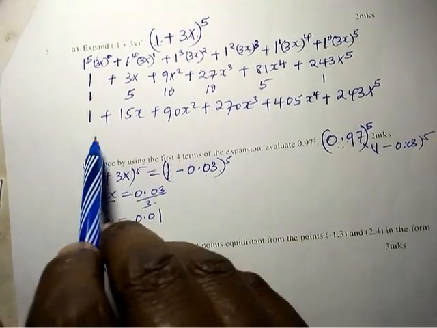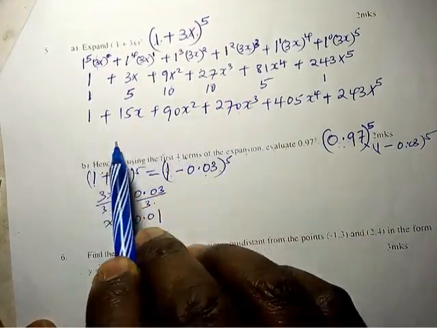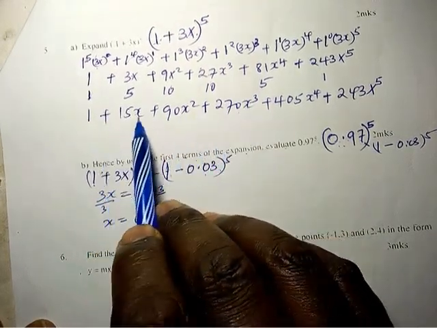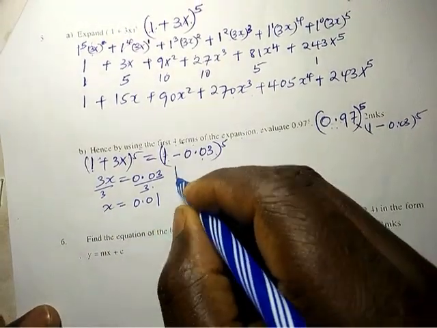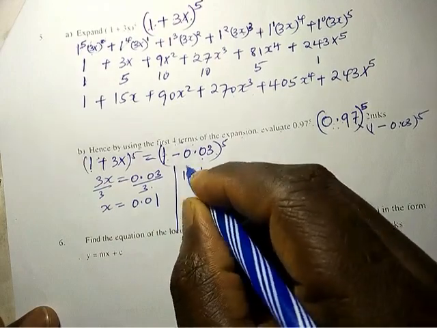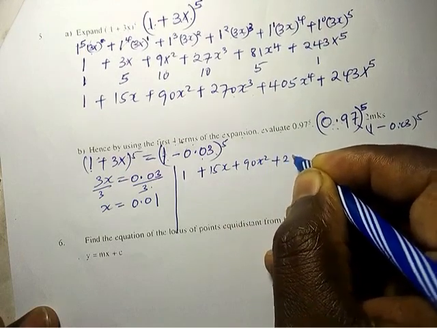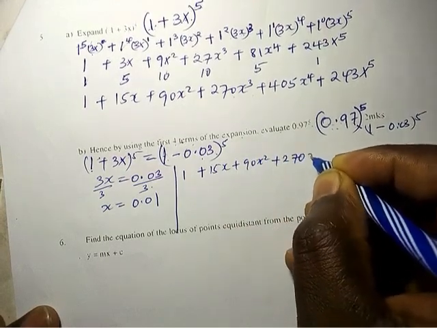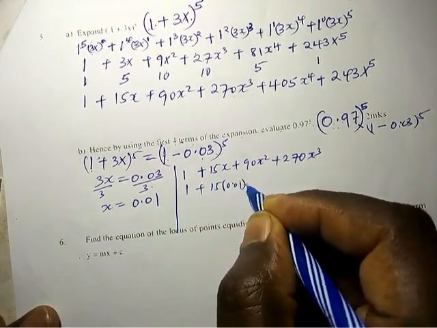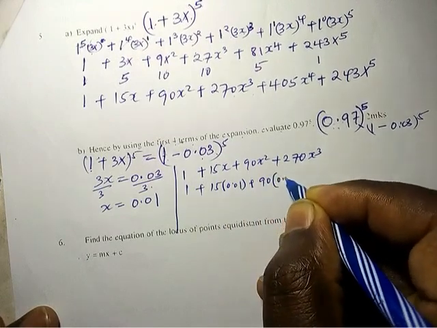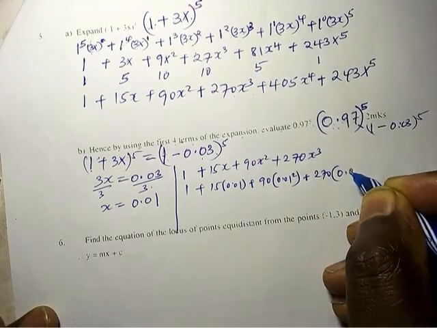So using the first 4 terms, 1, 2, 3, 4, we want to substitute x in these first 4 terms: 1 plus 15x plus 90x squared plus 270x cubed. So we substitute 1 plus 15 into 0.01 plus 90 into 0.01 squared plus 270 into 0.01 cubed.